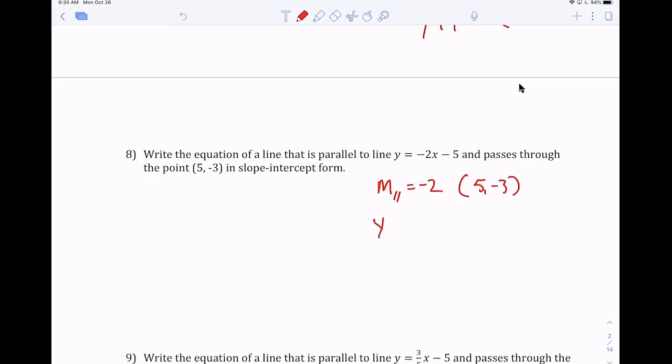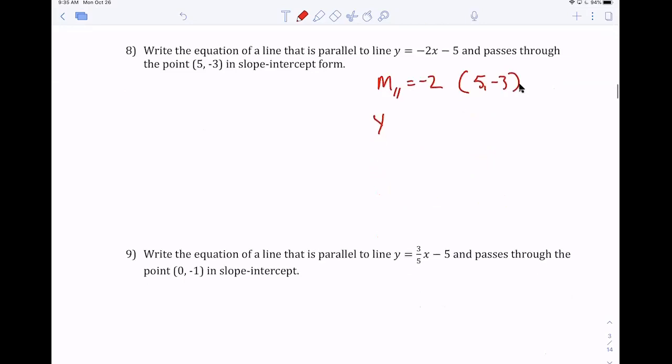Y minus... Stop. -2. Where is -2 coming from? I'm not sure. Okay, that's a good place to start. I want you to write the equation of the line. The first thing you're going to do is y minus y1 equals m times x minus x1.